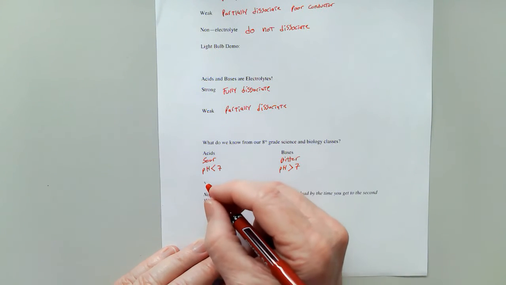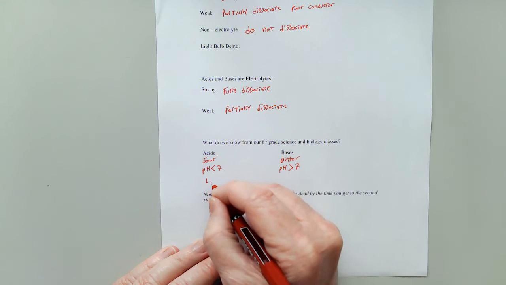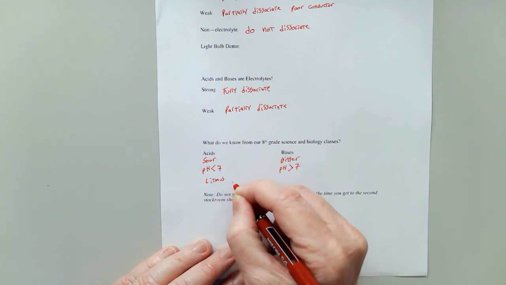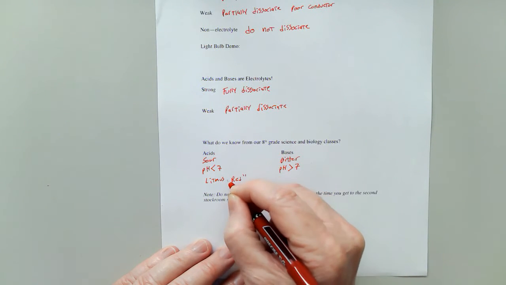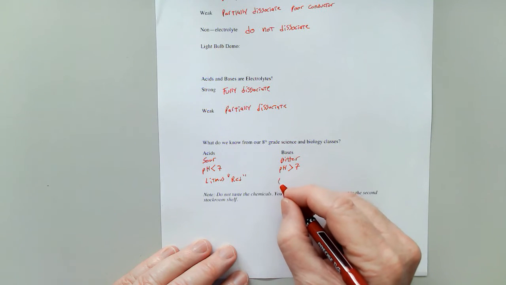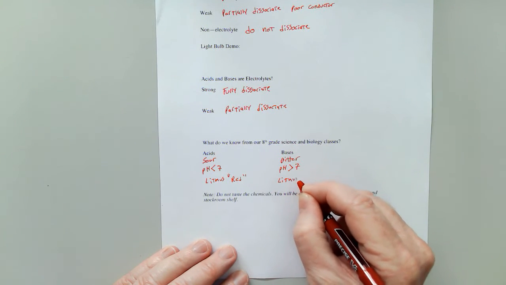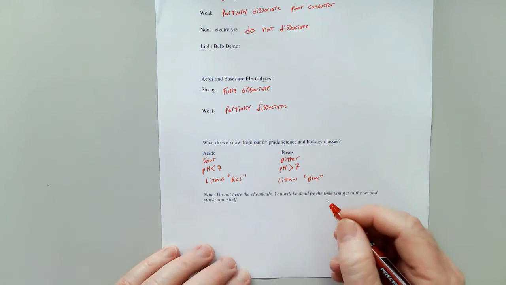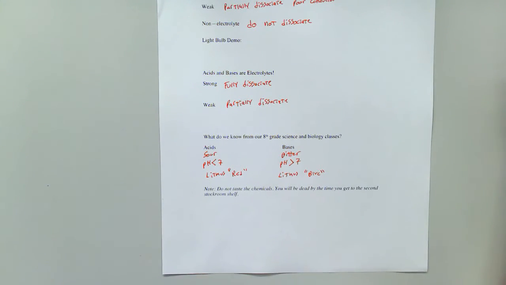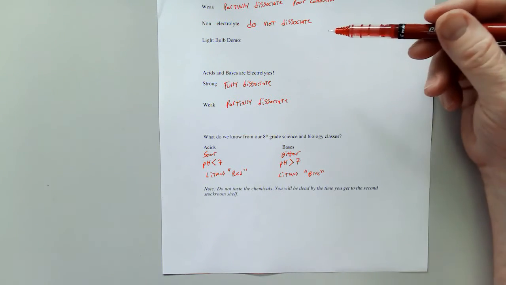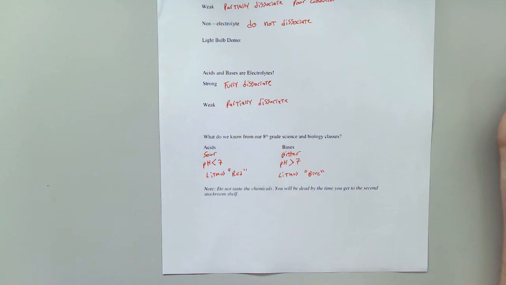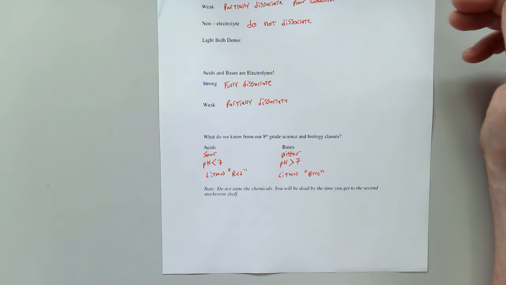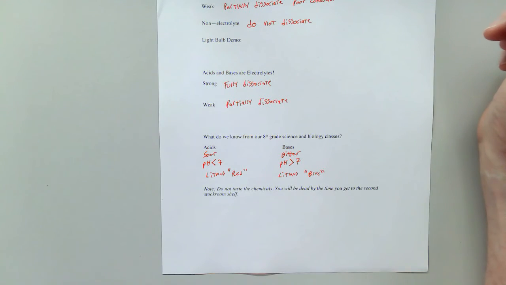You might remember that litmus is red in the presence of acid, and litmus is blue in the presence of a base. Okay? So, if you didn't already do it, go spend some serious time watching the light bulb demo because it's really important, okay, for understanding all these concepts.